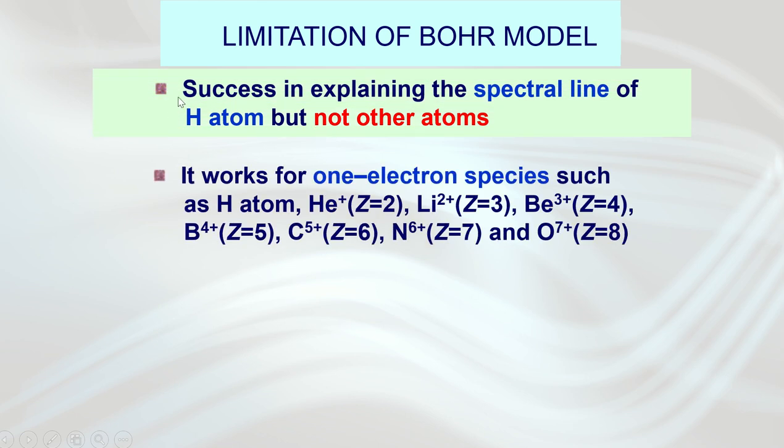As we said earlier, it is only able to explain the spectrum lines for the hydrogen atom but not other atoms, because the hydrogen atom consists of one electron. But it works for one-electron species such as He plus. The proton number in the helium atom is 2, which means the electrons also equal 2, but when we remove one electron forming He plus, He plus is going to have one electron. The same for lithium and beryllium. Lithium actually has 3 electrons, but when it forms Li2 plus, we remove 2 electrons, so there is just 1 electron left in Li2 plus. So it is able to explain Li2 plus, but not Li plus and not the lithium atom. The same up to O7 plus.